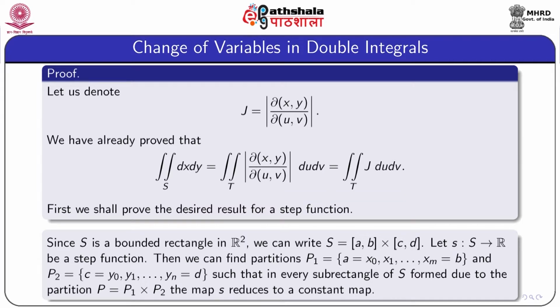First, we shall prove the desired result for a step function. Since S is a bounded rectangle in R², we can write S as the Cartesian product of two bounded closed intervals [a,b] and [c,d]. Let s be a step function defined over the set S. Then we can find partitions P1 of [a,b] with intermediate points a = x0, x1, up to xm, and P2 of [c,d] with intermediate points c = y0, y1, up to yn, such that in every subrectangle of S formed due to the partition P = P1 cross P2, the map s reduces to a constant map.